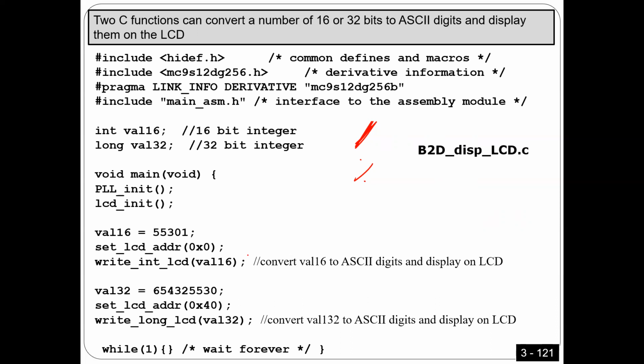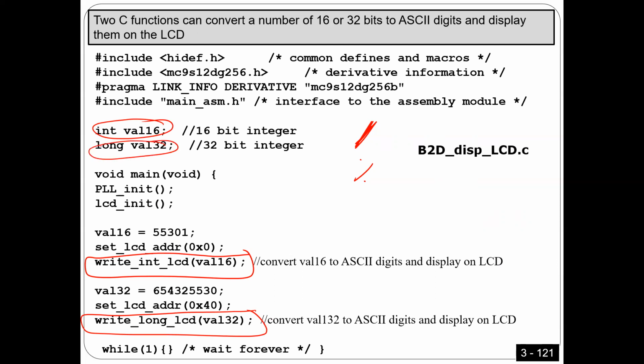The first function we have here is called write integer to LCD. And we have another one called write long to LCD. All you have to do, guys, as you see here, is define a variable, integer for this one, long for this one. This variable is storing a number, okay? Just put the number here, and that's it. Everything is going to be done for you.